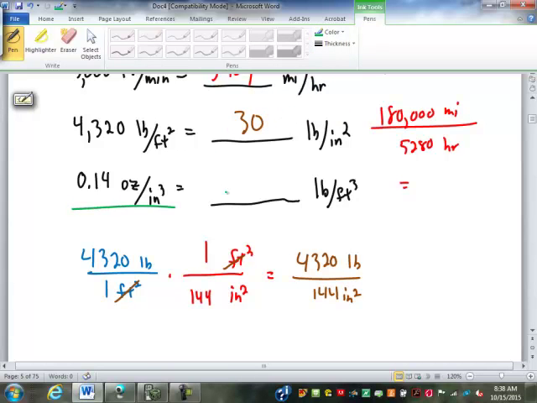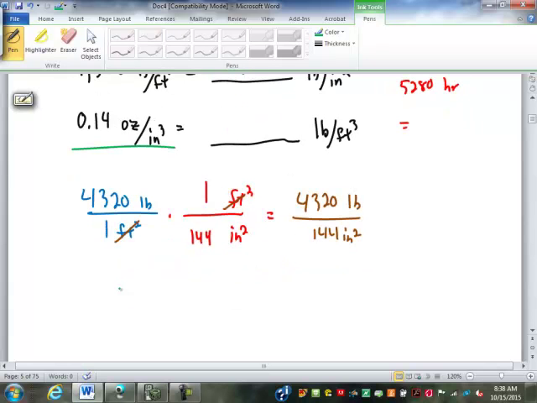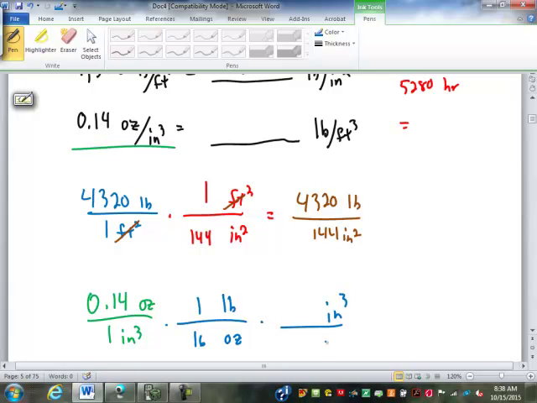So then 0.14 ounces per cubic inch. 0.14 ounces per 1 cubic inch. We're going to pounds per cubic feet. We've got ounces and pounds. 1 pound is 16 ounces. Cubic inches and cubic feet. 1 cubic foot is 1,728 cubic inches. So the ounces cross cancel, cubic inches cross cancel. We've got 0.14 times 1 times 1728.